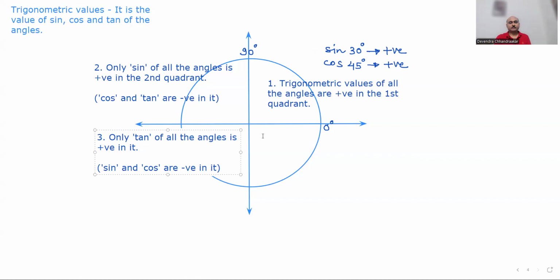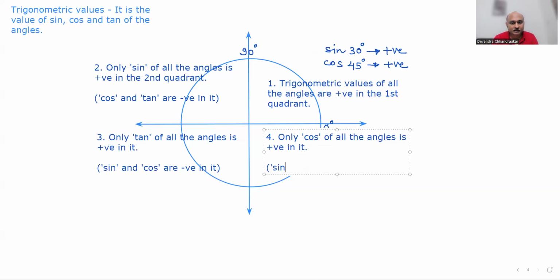Sin and cos are negative in it, right? Then comes the fourth one. Only cos of all the angles is positive in it. That is in the fourth quadrant, right? यहाँ पे इसका मतलब क्या हुआ? Sin and tan are negative in it.